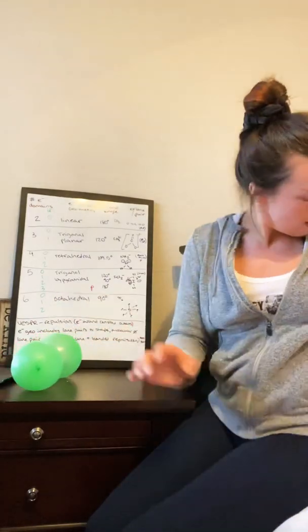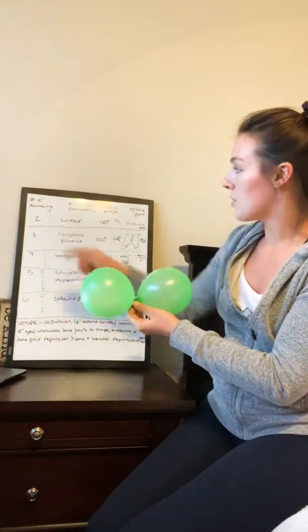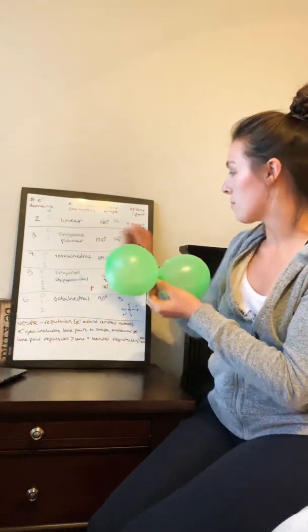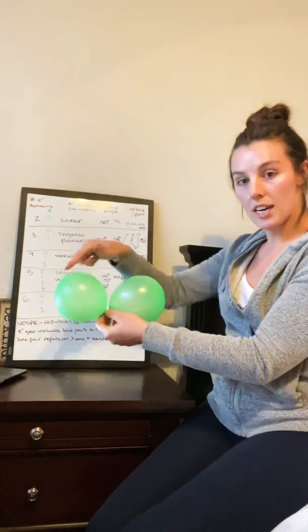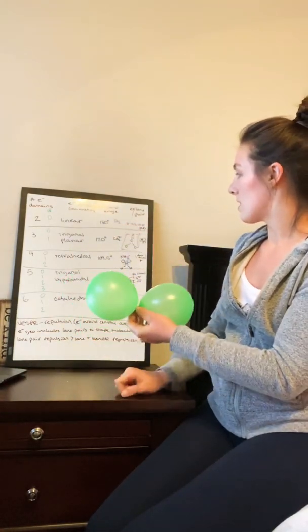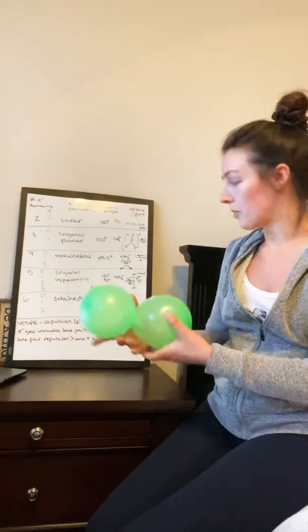So the first one that we have is linear, and it has 2 electron domains. It has no lone pairs of electrons. The bond angle is 180 degrees. My example was CO2, and it shows that, and there are no lone pairs. So this is going to be our linear molecule.